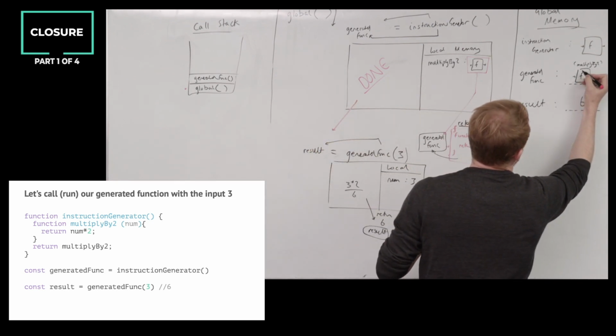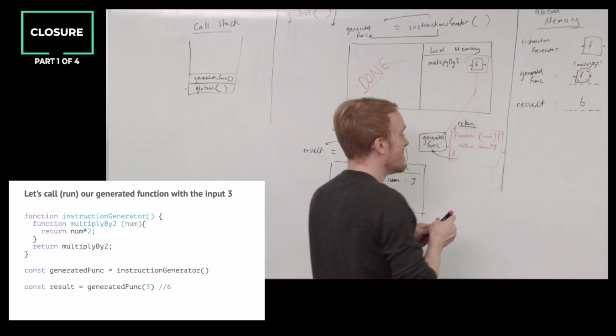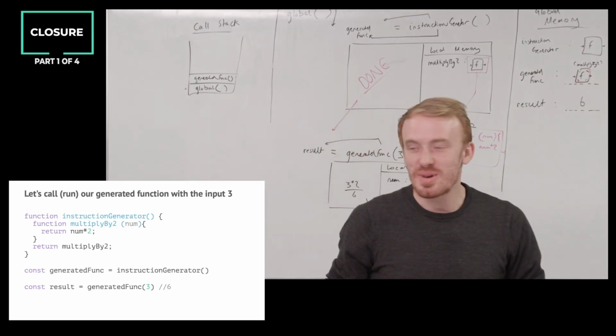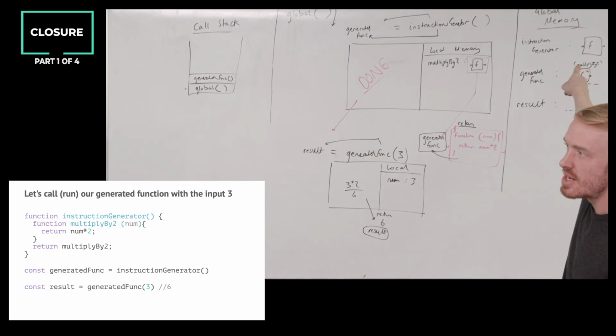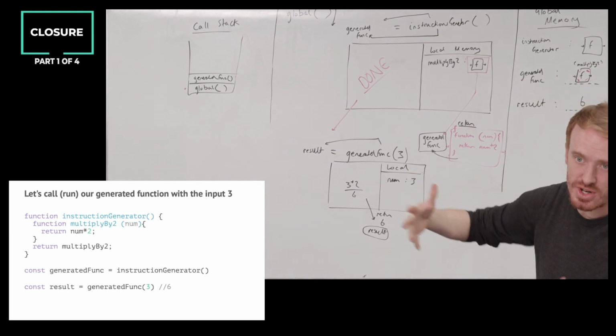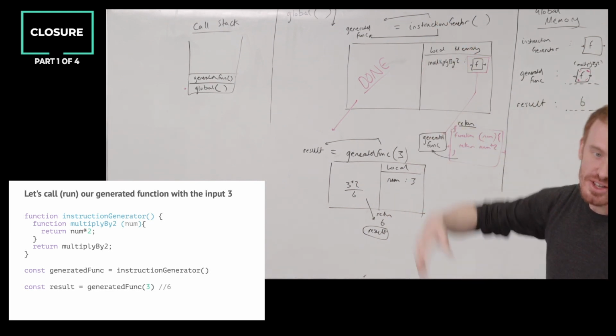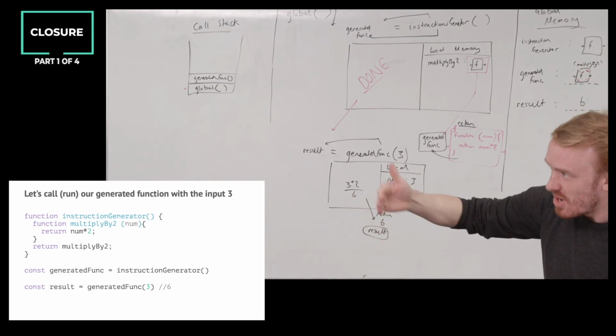What have we done here? It looks pointless to me. Why did we do this? We have created a function, instruction generator. We create a placeholder, generated func, which is going to be whatever comes out the bottom of the instruction generator. It could be the number 3, could be a 10, or could be a function. Well, we're going to find out.